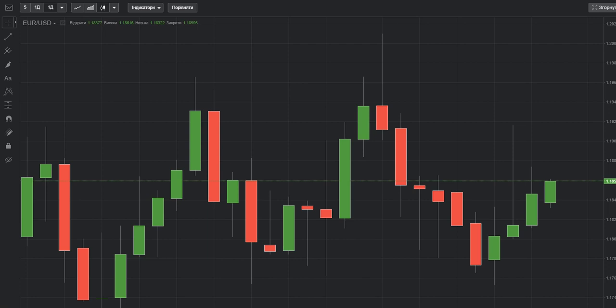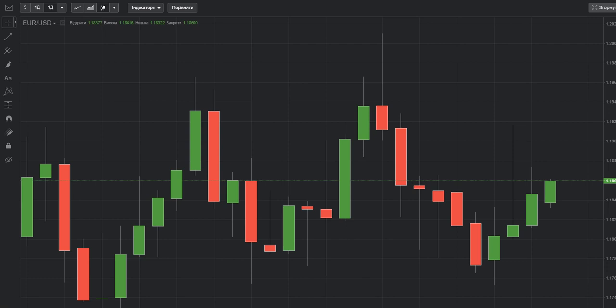Rule number 2: wave 2 can never go beyond the start of wave 1. In other words, wave 2 should not retrace more than 100% of wave 1. If a break occurs below this low, you need to start your recount.